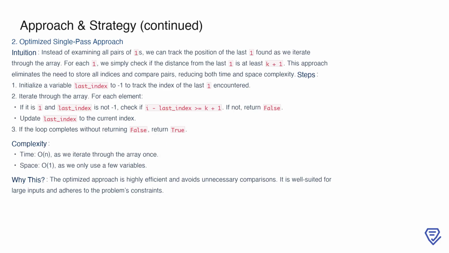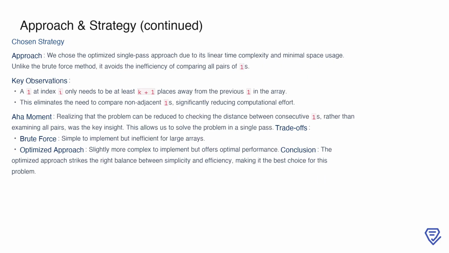This approach is highly efficient, with a linear time complexity of O(n), since we only make a single pass through the array, and it uses constant space, as we only maintain a few variables. By combining efficiency and simplicity, the optimized single-pass approach stands out as the best strategy for this problem.